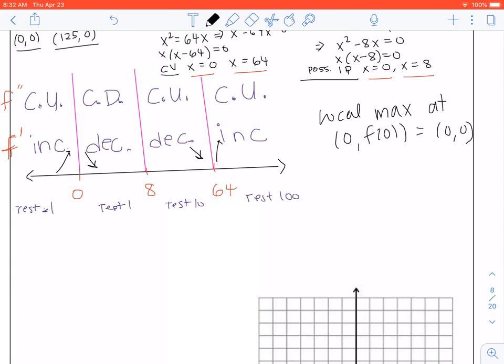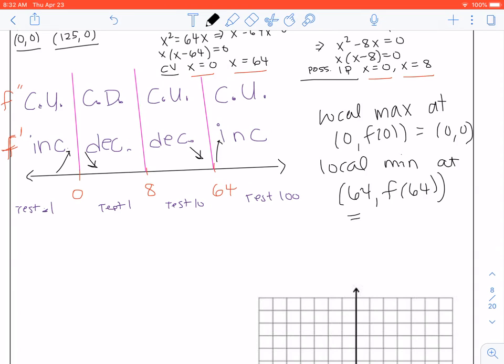And then we have a local minimum at 64, f of 64. We'll work that one out too.